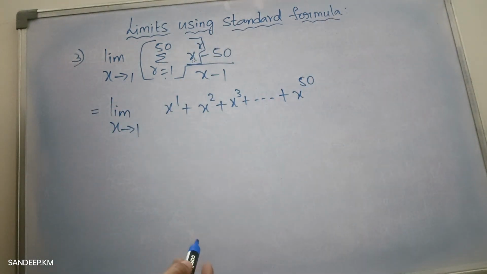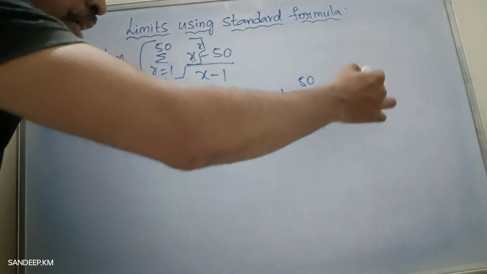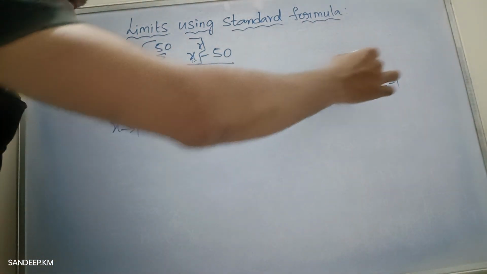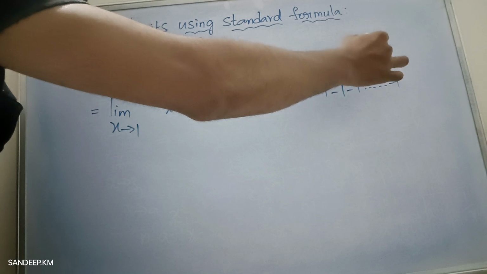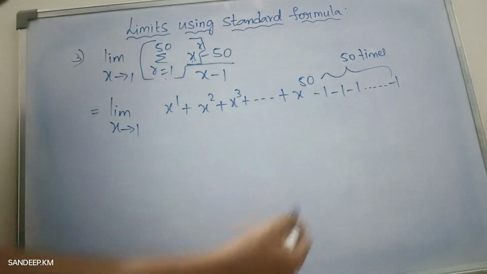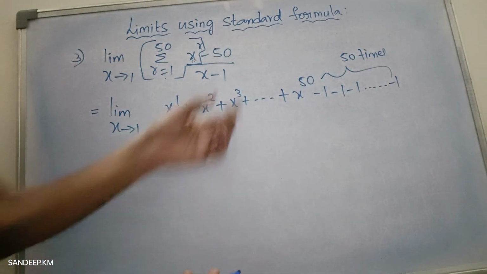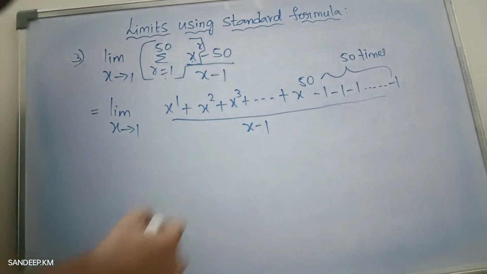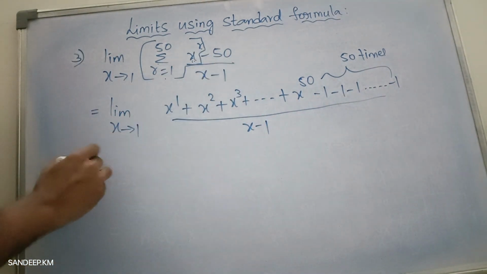Minus 50 is there. Minus 50 I can write as minus 1, minus 1, minus 1 and so on. Minus 1, how many times? This is taken 50 times. Minus 1 fifty times is minus 50 only. So I just wrote minus 50 like this. Whole divided by x minus 1. See how I am rearranging the numerator.